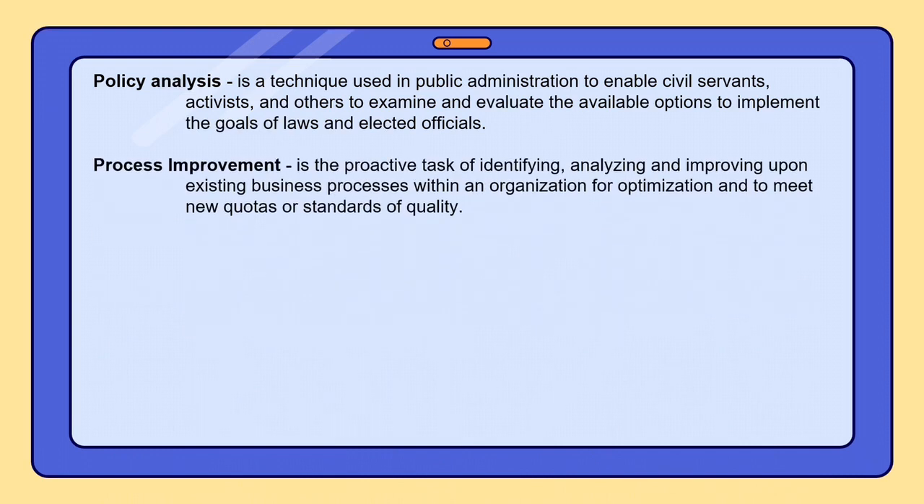Next is process improvement. Process improvement is the proactive task of identifying, analyzing, and improving upon existing business processes within an organization for optimization and to meet new quotas or standards of quality. So, from the word itself, process improvement. So, it also serves to automate processes that are added into the software suite.